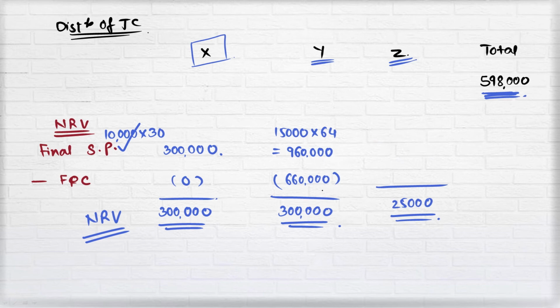Had I sold all the units which are manufactured, how many total units were manufactured? 30,000. Had I sold all the units at my final price, what would be my sales value? 15 lakhs. What is the further processing cost of these 30,000 units? 11 lakhs. Now it is matching. 15 lakh rupees is for 30,000 units. 11 lakh rupees is for 30,000 units. What is NRV? 4 lakhs.